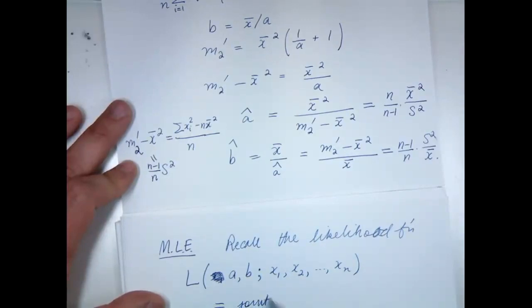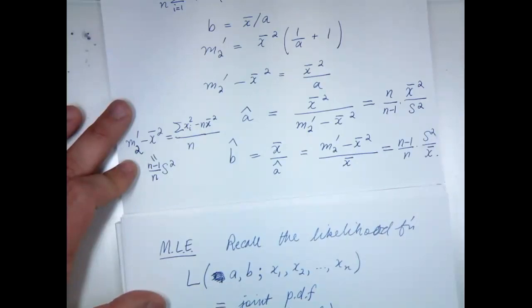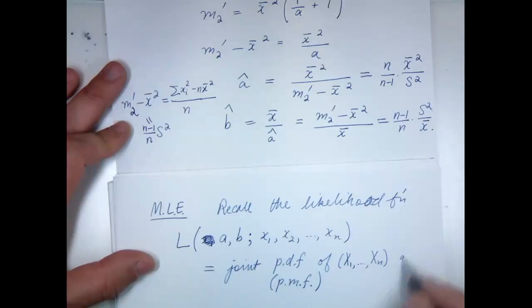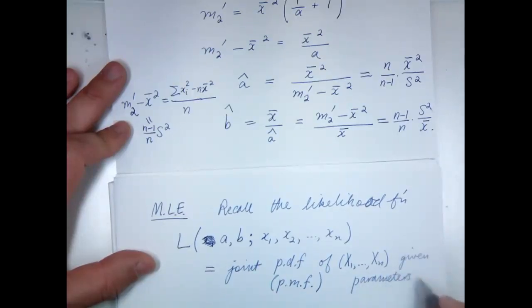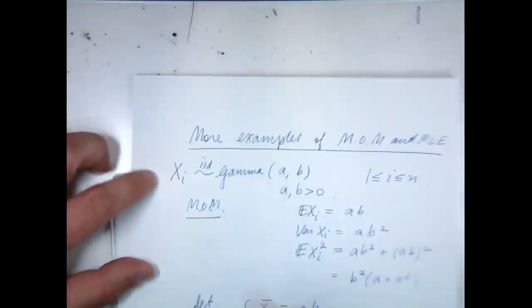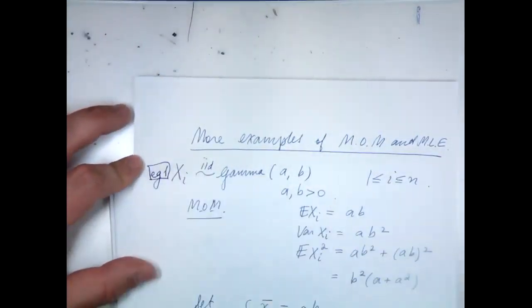It is equal to the joint PDF. Now, in this case it's a PDF because gamma variables are continuous. If it was discrete observations, we'd say the joint PDF of x1 up to xn given parameters A and B. Now, as I said at the start, our example 1 is xi that are IID gamma.